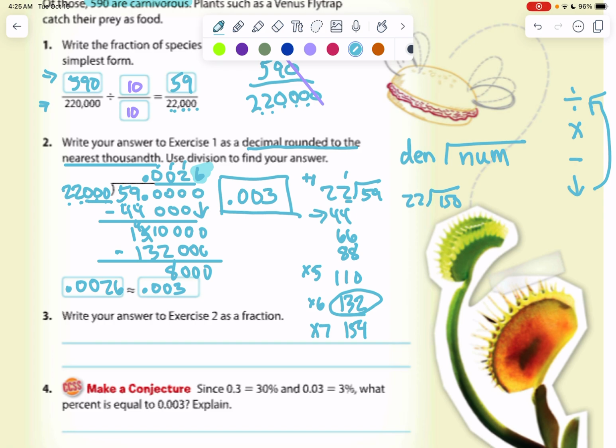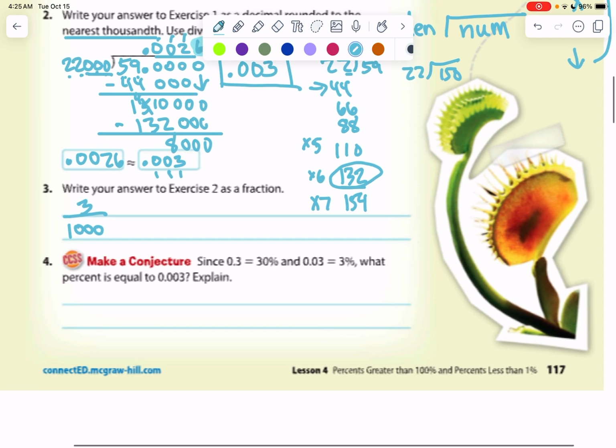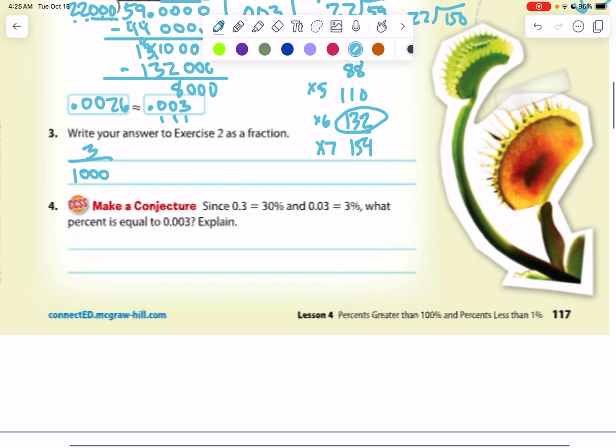thousandths. Whew. Write your answer to exercise 2 as a fraction. All right, let's do that. So we have a 3, tenths, hundredths, thousandths, 3 thousandths. That was simple enough. We don't even need to reduce. All right, I'm going to write this out. Since 3 tenths is equal to 30%, we know this because when we move the decimal, we get 30%.